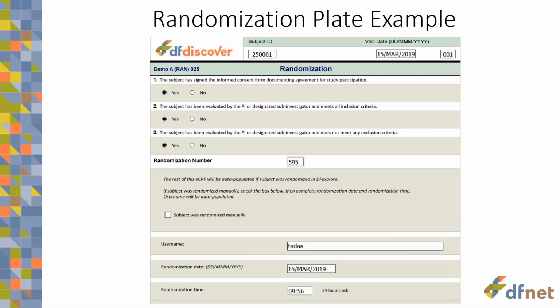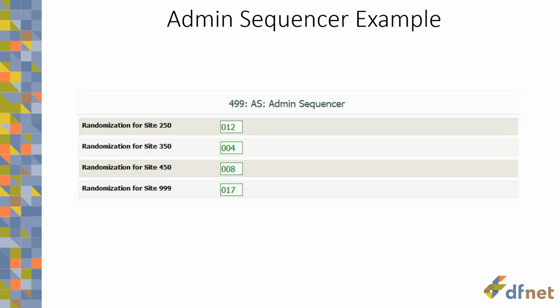An example of a randomization plate is as follows, and this can vary study from study. You can decide what goes up in your questions. It'll boil down to what happens in your study protocol. The general important bits are the bottom half where the randomization number is, the prompt for manual randomization, and the fields below that indicate the username of who signed it, the randomization date and time.